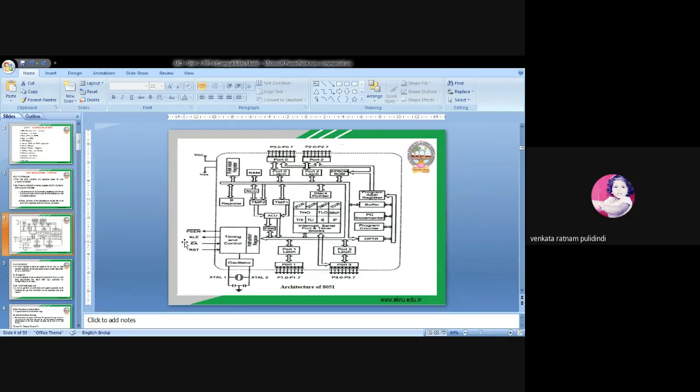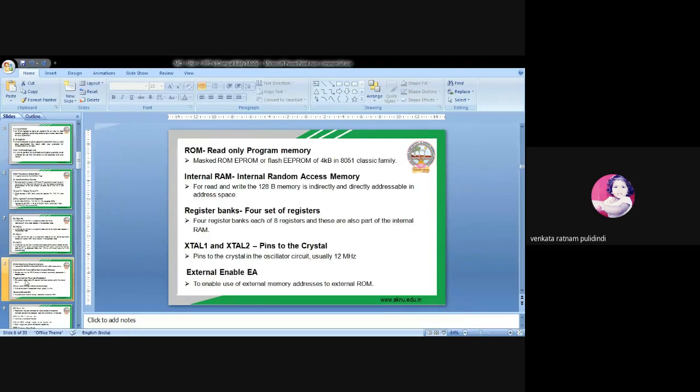Sometimes the IO lines are activated for low, and sometimes activated for high, that is, low enable or high enable. So the EA line, the external enable line, is a low enable line. Okay, if the signal is low, that means the controller is accessing the external memory.